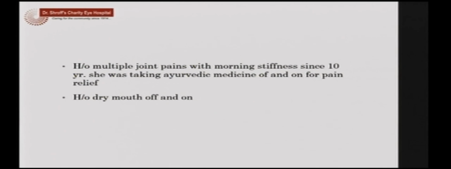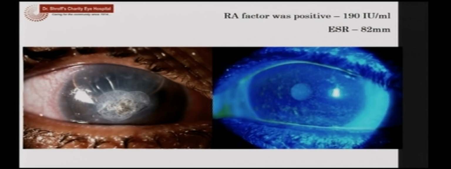Going into the history, multiple joint pains with morning stiffness since 10 years, for which she was taking Ayurvedic medicines, with a history of dry mouth off and on. So suddenly you're looking at the investigation here. Rheumatoid factor was positive, ESR was high. She went into a perforation, which was then fixed.